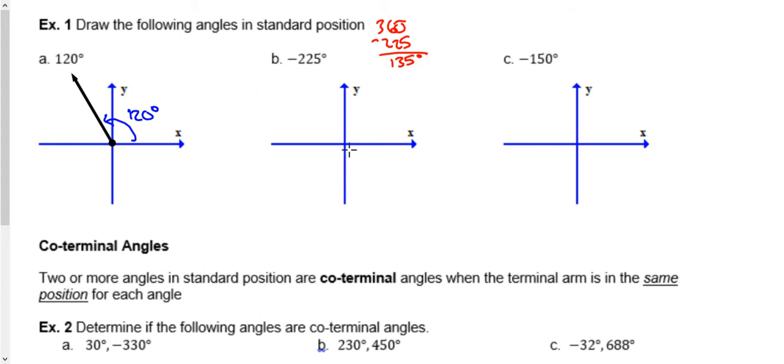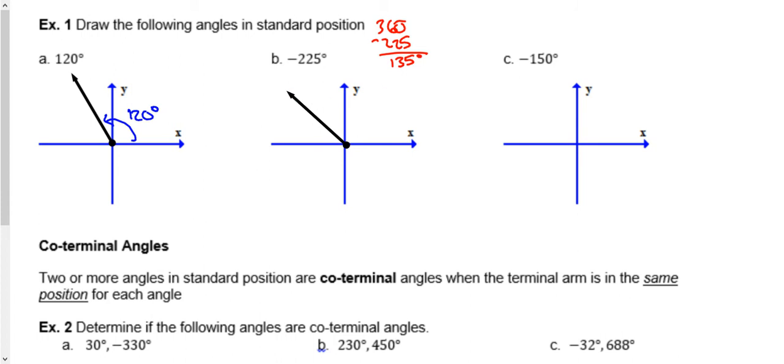So for our terminal arm, we are starting off right here. This is my initial arm at 0. Right there, there's about 90. 135 is going to be in this quadrant here, quadrant 2, and it's going to be halfway between 90 and 180. 135 is right there.